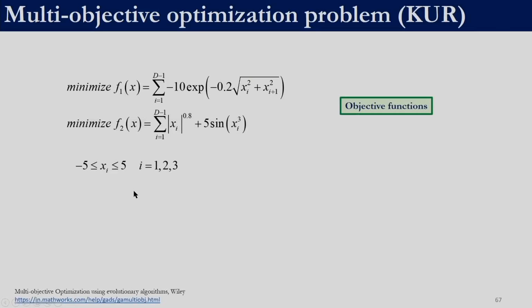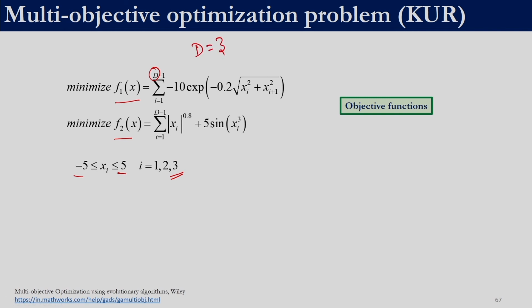So, here we have taken an example. It is a 3 variable problem. The lower and upper bounds for all the 3 variables are the same, minus 5 to 5. This is an unconstrained optimization. The 2 objective functions are as given over here. This D is the number of decision variables. So, in this case we have taken 3 variables, so D is equal to 3.